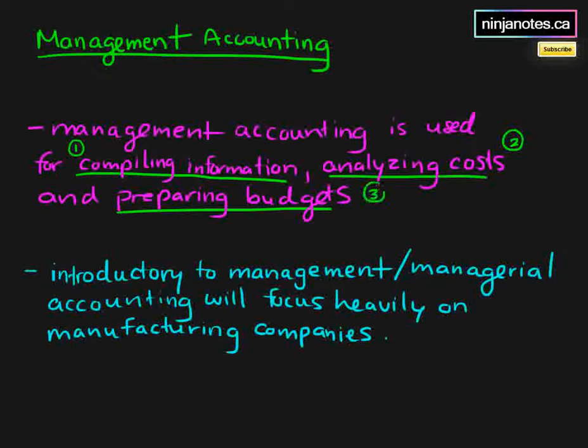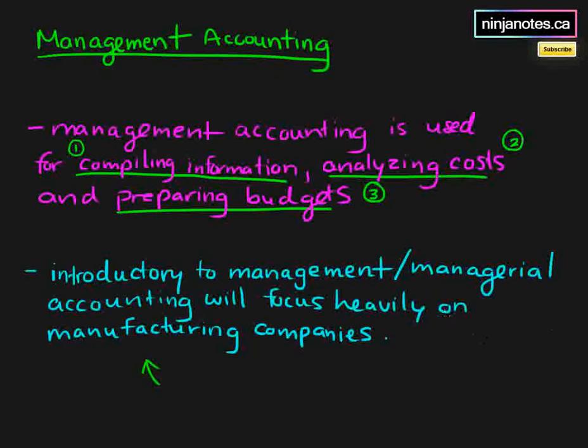Also, in management accounting we're going to be preparing budgets, things like sales budgets, evaluating how many sales we're going to be forecasting over the next month. Usually we prepare budgets month to month. We'll have production budgets, overhead cost budgets, and cash budgets to make sure that our cash is coming in and that we don't have any deficits of cash that we may need to finance. I've also listed here that introductory managerial accounting will focus heavily on manufacturing companies, and we'll notice that as we begin doing some questions in the next video.